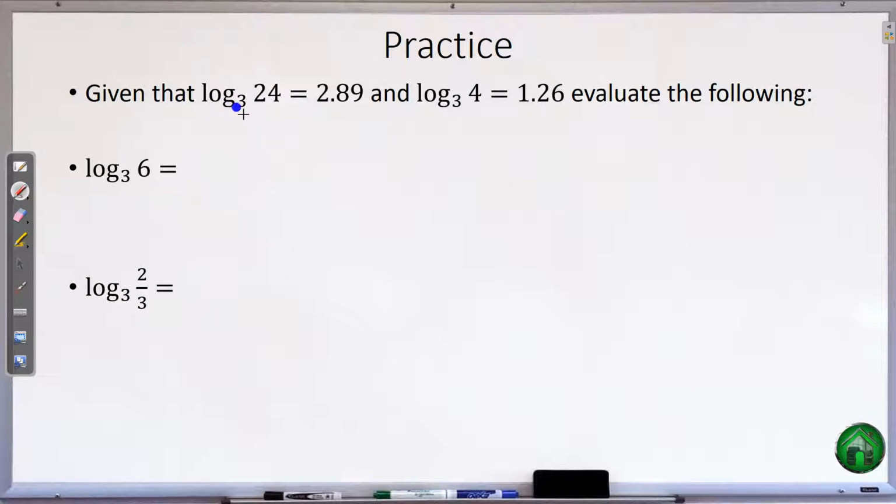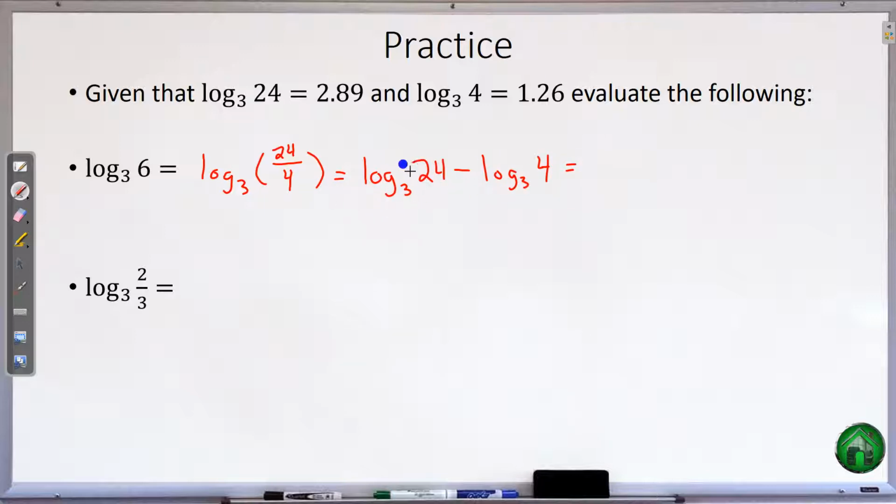So here again are two logs that we know, log base 3 of 24 and log base 3 of 4. So using the 24 and the 4 that we know something about, I need to figure out something about this 6. So we're going to rewrite it. The 6 can come from 24 divided by 4. So now I've got this division problem, which we can break up into a subtraction problem: log base 3 of 24 minus log base 3 of 4.